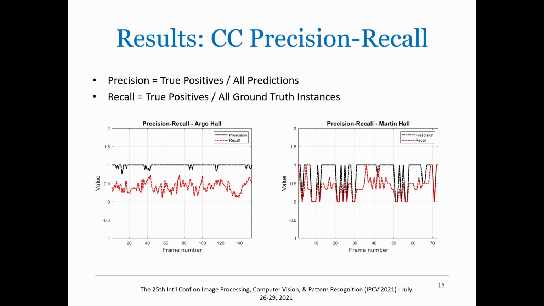And in the Cascade classifier graphs, you'll notice a similar issue to the CNN detector. The precision for the Cascade classifier was very good a lot of the time, especially in our Argo Hall video, but the recall gets very low. We have many missed detections with this detector.